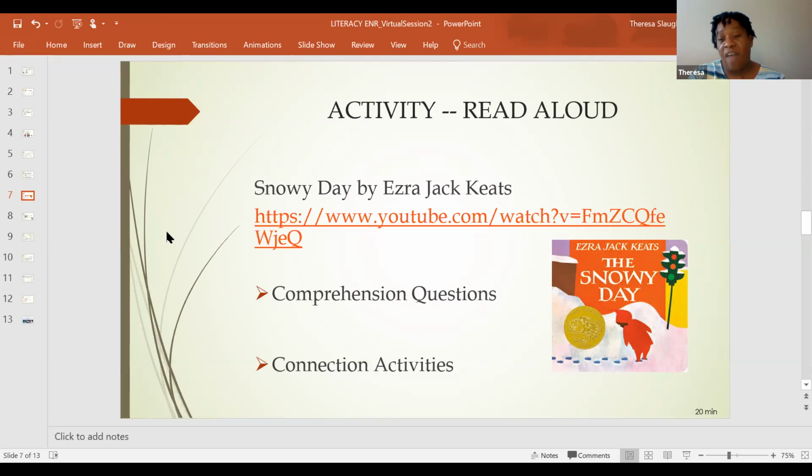Also, the way that I have this set up is that you can actually do this as an online or virtual activity. So you can either do it live or you can pre-record it, put it on your web page, and you'll see too as we go along how it's set up as a virtual activity. So we're going to go ahead and get started. What we're going to do is that I'm not going to read, but show you a YouTube video, somebody reading, and then we'll come back and do some comprehension questions, and then we'll get into a couple of the connection activities.